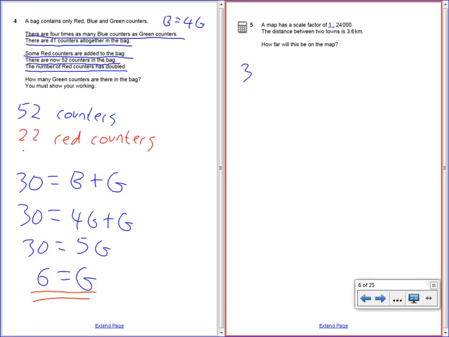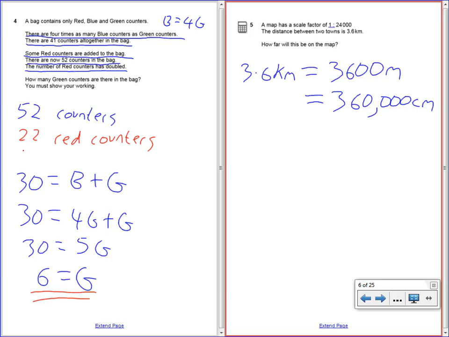So 3.6 kilometres. This wasn't the only way to do it, but I'm going to convert it into centimetres. So 3.6 kilometres equals 3,600 metres. I've multiplied that by 1,000, because there are 1,000 metres in a kilometre. And there are 100 centimetres in a metre, so if I multiply that by 100, I get 360,000 centimetres. So 360,000 centimetres is the distance between the 2 towns.